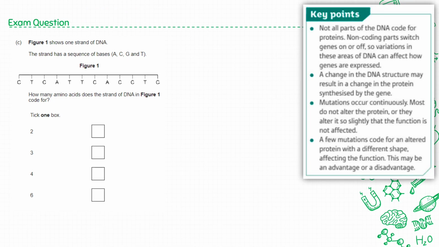Okay, let's look at the answer to this question. What we need to remember here is that 3 bases of DNA codes for an amino acid. These 3 bases are known as a triplet or codon. Let's look at how many codons we have in this piece of DNA. We find here that we have 4 triplets of bases that would therefore code for 4 different amino acids.